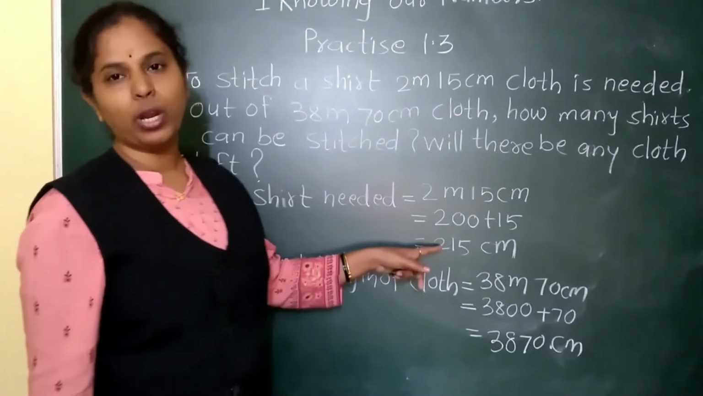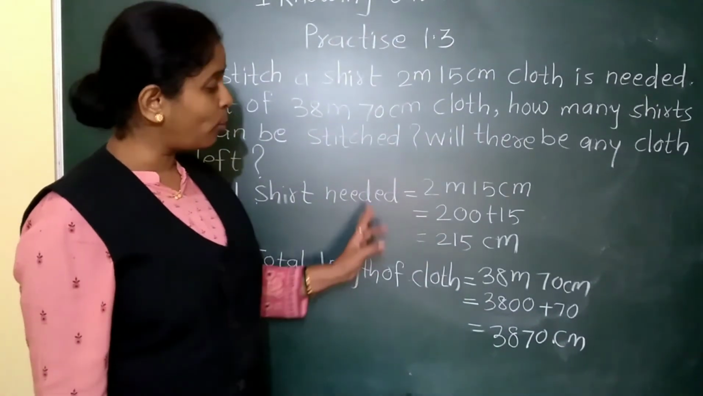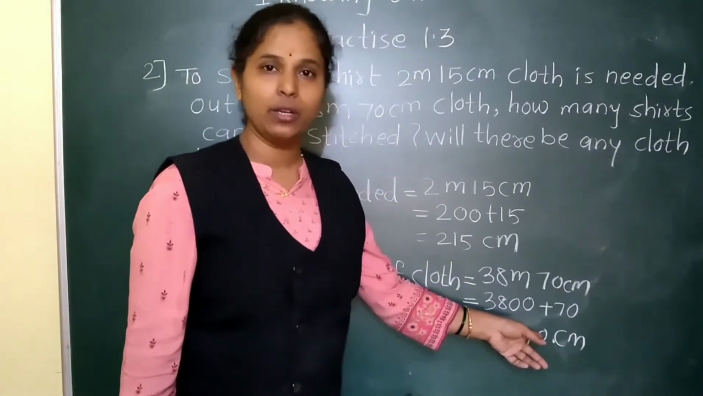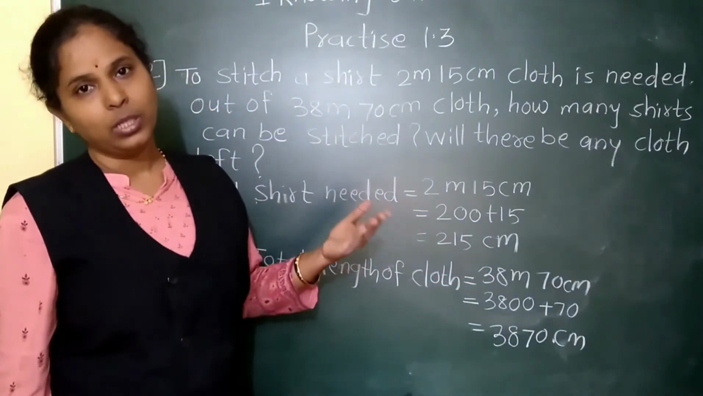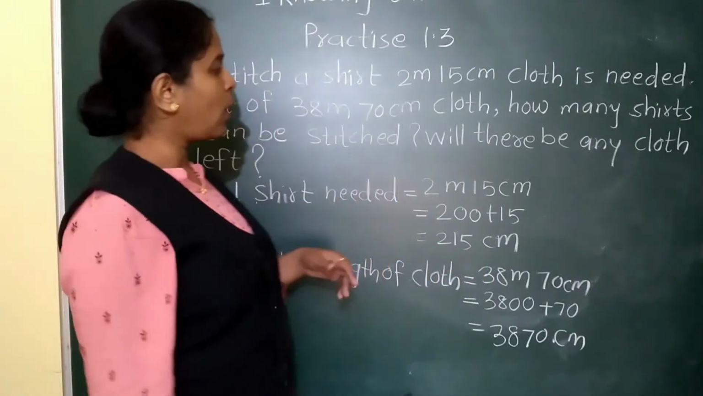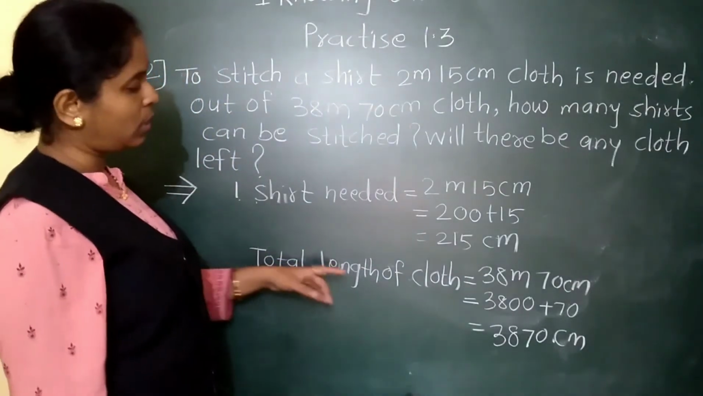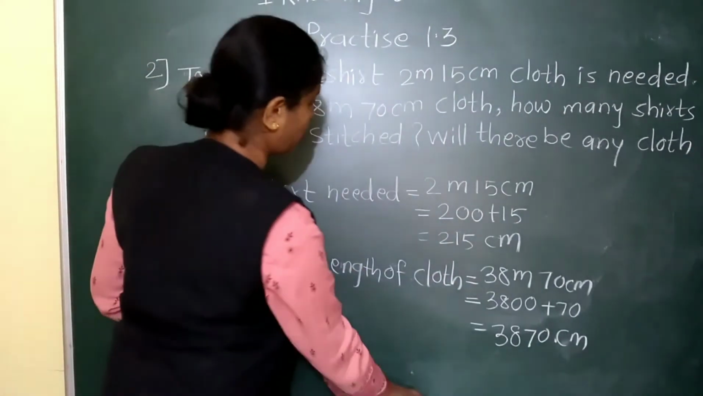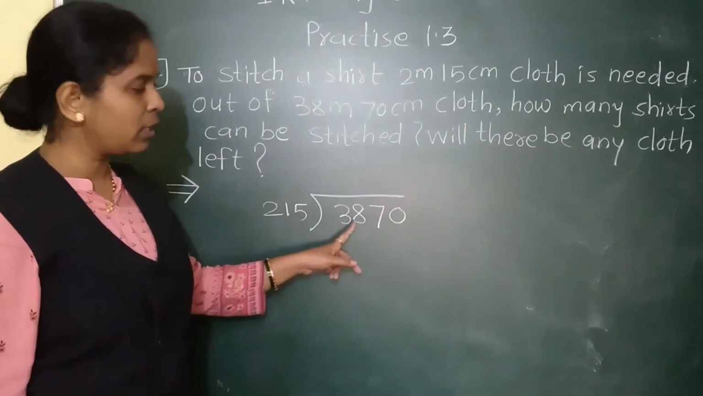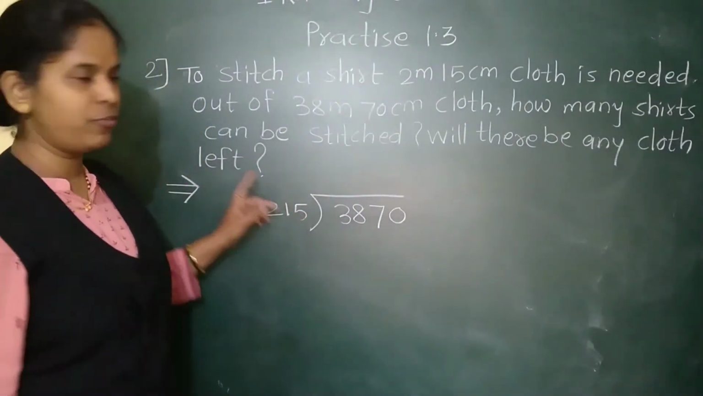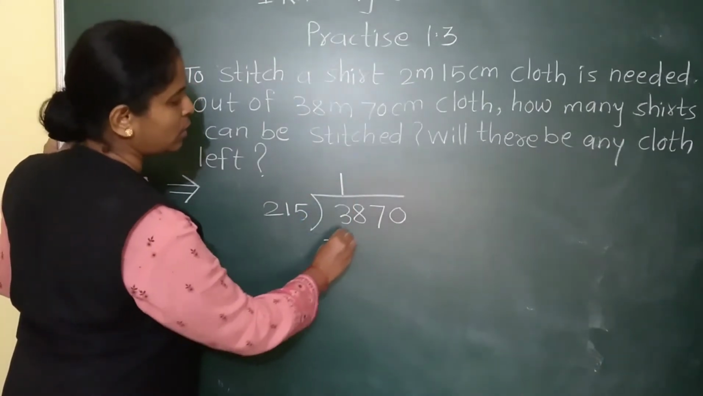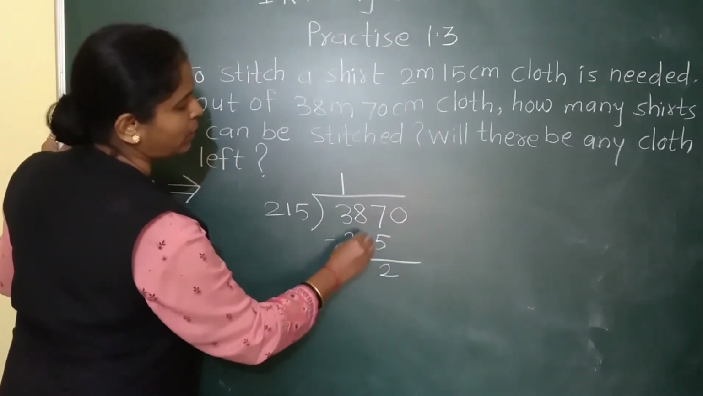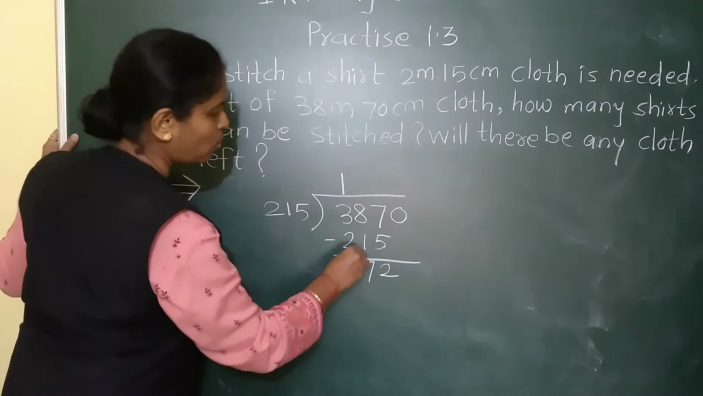For one shirt we need 215. So how many shirts can we make from 3870 centimeters? What we have to do? We have to do the division. Now we will divide 3870 by 215. That I will show you. See, 215 ones are 215. What will remain? 7 minus 5 is 2, 8 minus 1 is 7, and 3 minus 2 is 1.